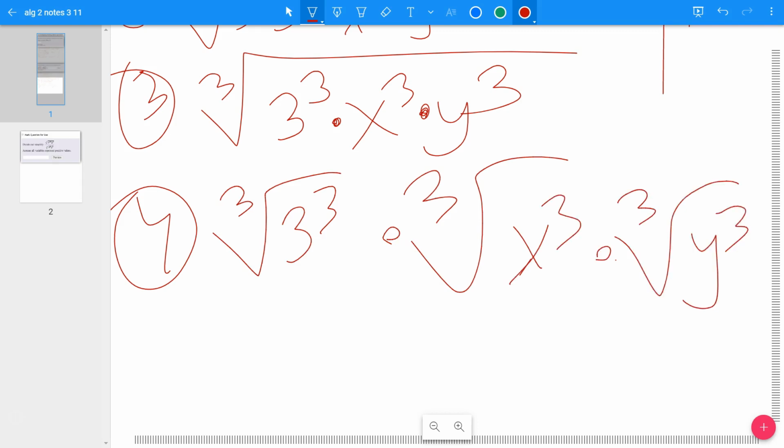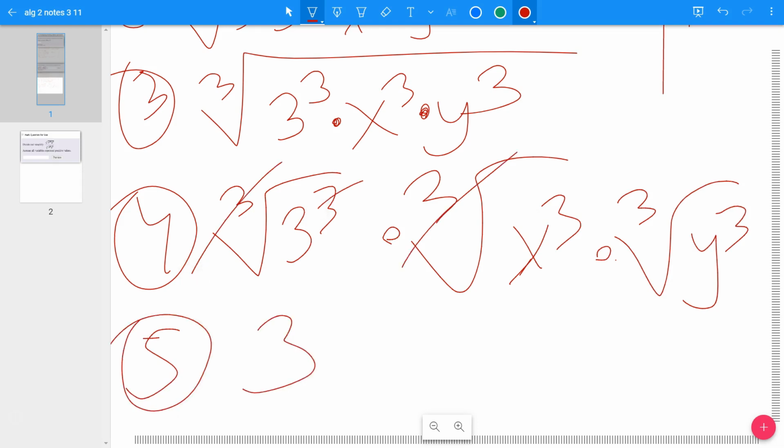So when you simplify all of this, it comes out as follows. This cancels with that, is just 3. This cancels with that, is x. This cancels with that, is just y. So it becomes 3xy. That's it. In its fully simplified form.